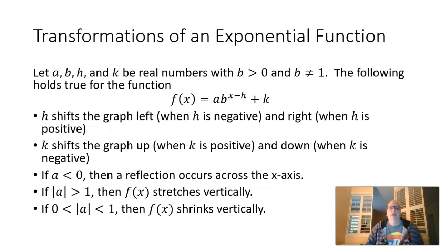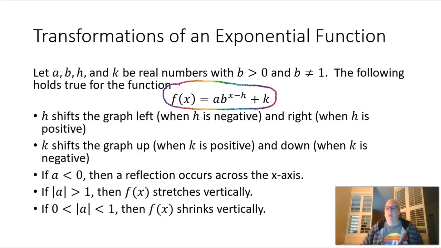Alright, on our next slide, we're looking at the transformations. Here is what our general function is going to be looking like if it has any transformations going on. Okay, h up here in the exponent is going to shift you to the left and to the right. Now, when h is negative, your graph is going to be moving to the left, and when h is positive, it's going to be moving to the right.